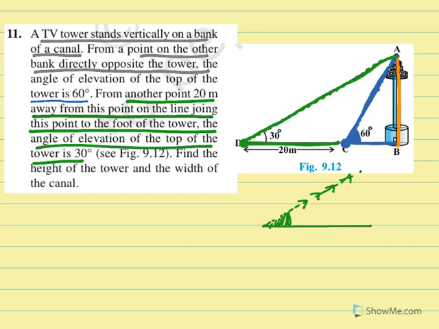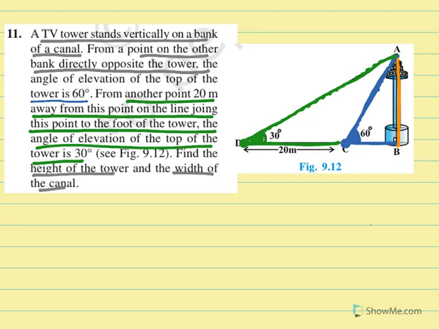This is the line of sight here. The angle between them is 30 degrees. So this is your angle of elevation. And we need to find the height of the tower and the width of the canal.